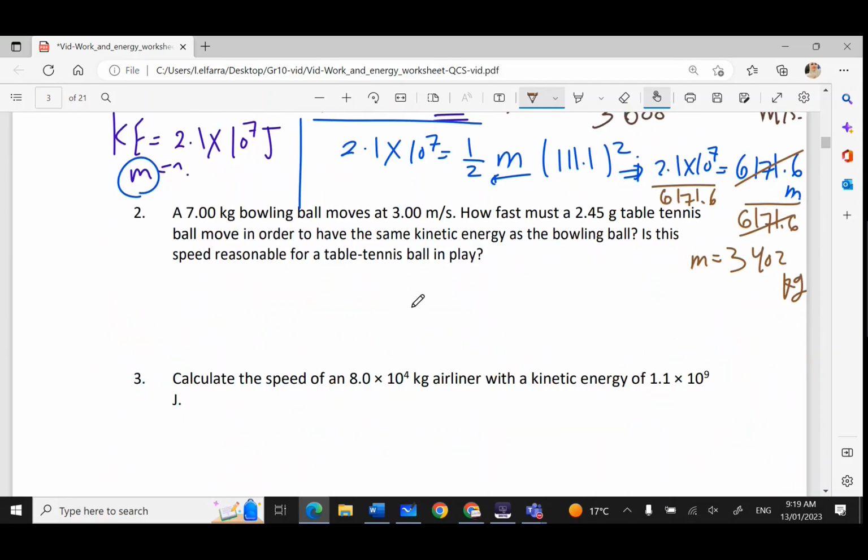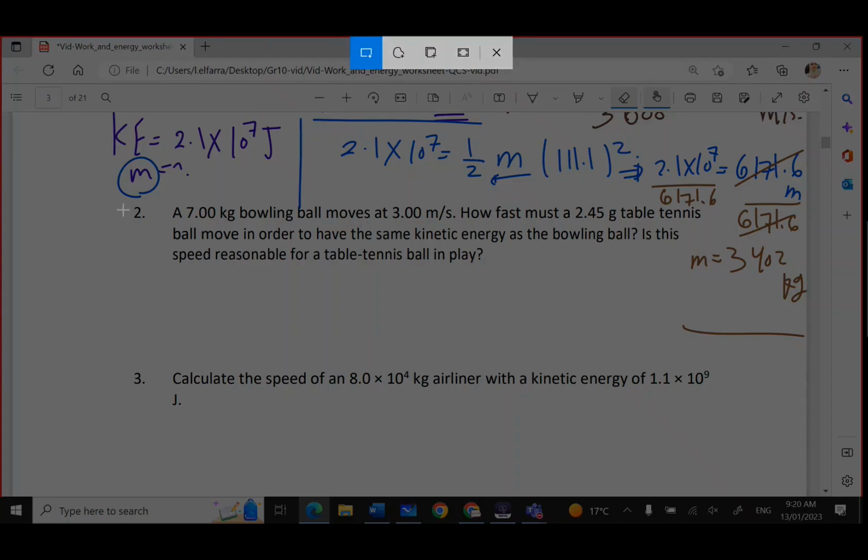Okay. Now the last question I'm going to solve is question number 2. Okay, this one, question number 2. Let me take this question. I'll take it and solve it on the board just here.